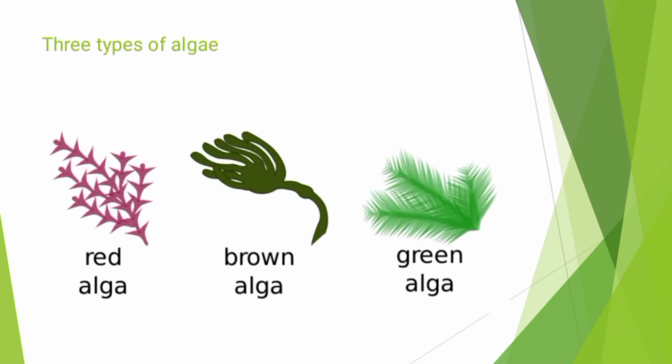There are three types of macroalgae present in the world: red algae, brown algae, and green algae. Red algae's scientific name is Rhodophyta. Brown algae's scientific name is Phaeophyta. Green algae's scientific name is Chlorophyta.